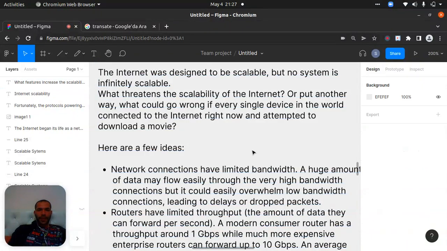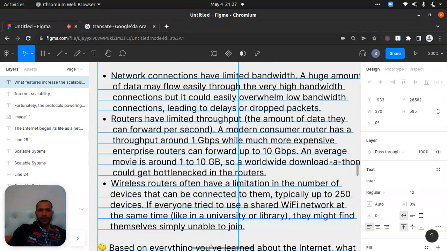Let's check it. Our topic is here, like our questions. If every single connected device in the world connects to the internet right now and downloads a movie at the same time, what will happen? Here are 5 ideas. We can check exactly what these ideas are.